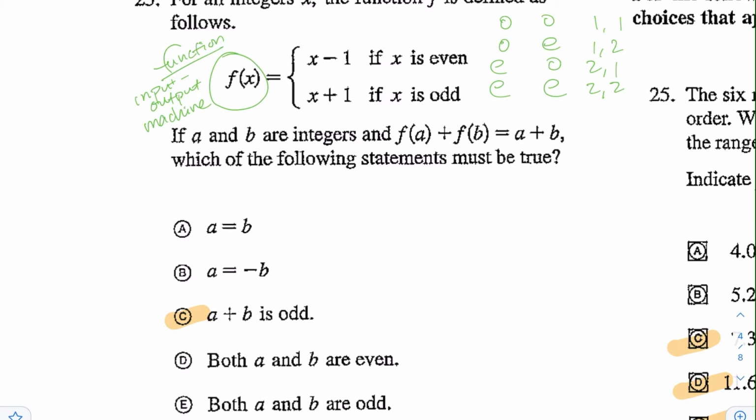So the first case is odd, or 1 comma 1. F of 1 plus f of 1. That would be, since 1 is odd, you'll have to add 1 to each. So that would be 1 plus 1 plus 1 plus 1, or 2 plus 2, and this is equal to 4. And that's not the same as just 1 plus 1, which is a plus b. So therefore, you can't have a is odd and b is odd. So choice E is wrong.